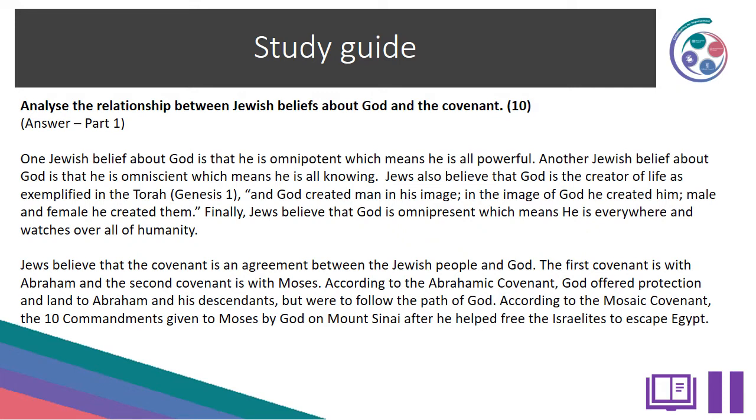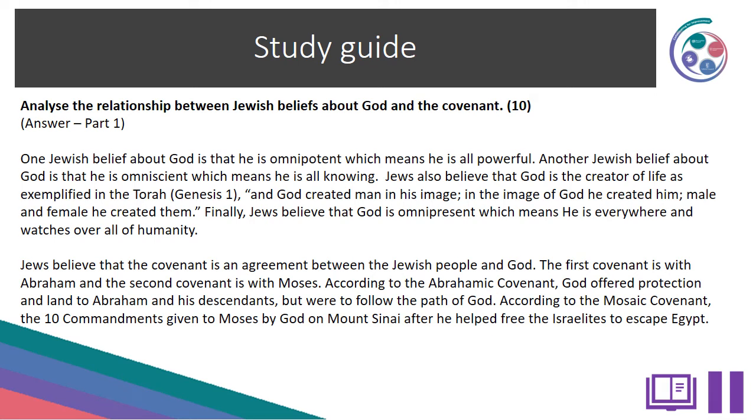One Jewish belief about God is that He is omnipotent, which means He is all-powerful. Another Jewish belief about God is that He is omniscient, which means He is all-knowing. Jews also believe that God is the creator of life, as exemplified in the Torah, Genesis 1. Quote, 'And God created man in His image. In the image of God He created him. Male and female He created him.' End quote. Finally, Jews believe that God is omnipresent, which means He is everywhere and watches all over humanity.